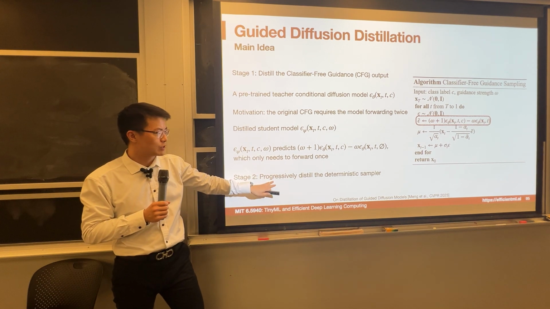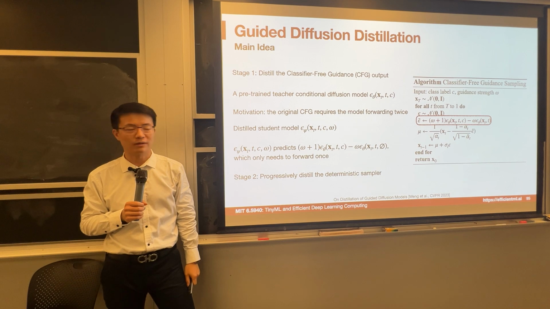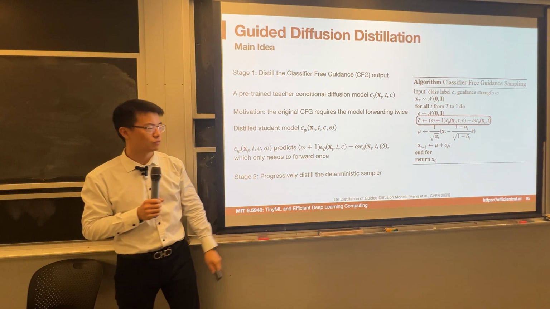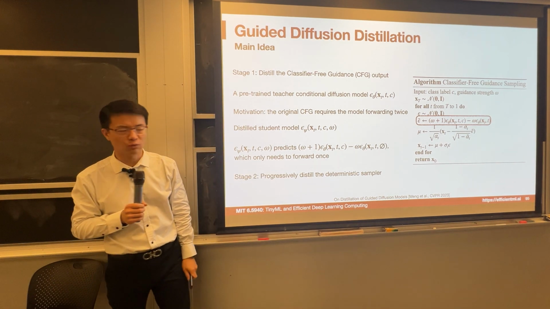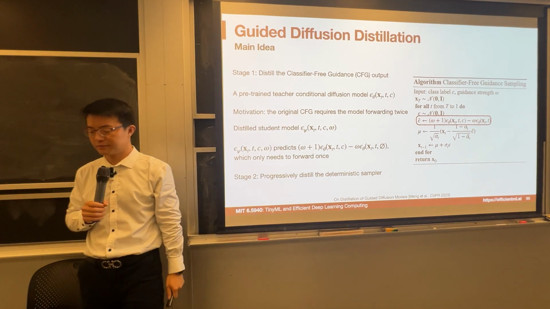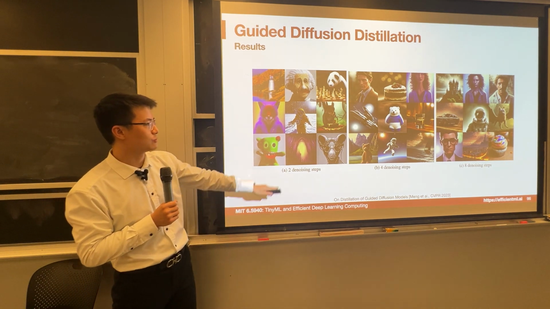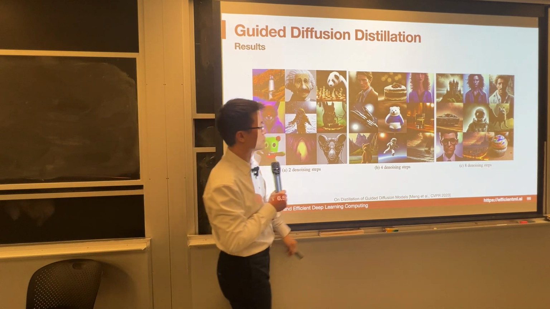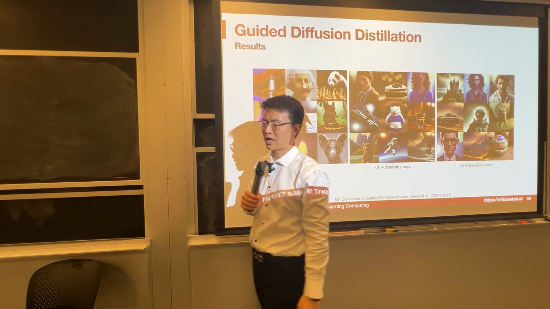And then step 2 is to combine that with the progressive distillation. So we can combine the best of both worlds: combine the guided diffusion distillation with the progressive distillation, which helps with the classifier-free guidance sampling. So here are some results. This is using only 2 denoising steps. Pretty impressive. This is 4 denoising steps, and this is 8 denoising steps.